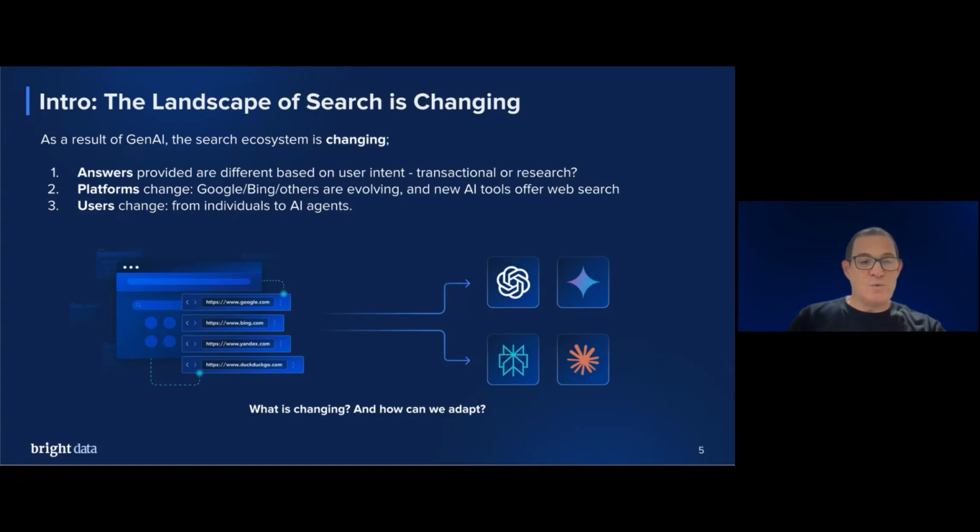The platforms are also changing. We see that all the time. So traditional search engines like Google and Bing are adding more and more AI components that generate some of the results. And also we have AI tools which are joining, at an incredible pace, more and more AI tools, many of which offer web search. So that's another way for users to search. And then, users also change, because a few years ago, the only entities that searched were people. And now we have AI agents who are doing plenty of searches on behalf of people, and we're going to be talking about that as well. So the idea here is to discuss what is changing and how can we adapt to this evolving market.